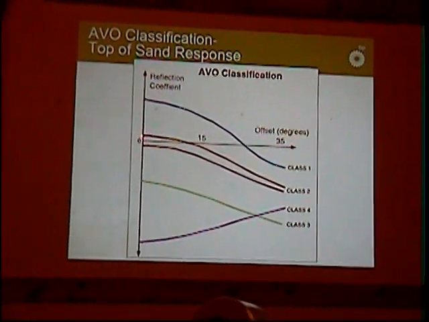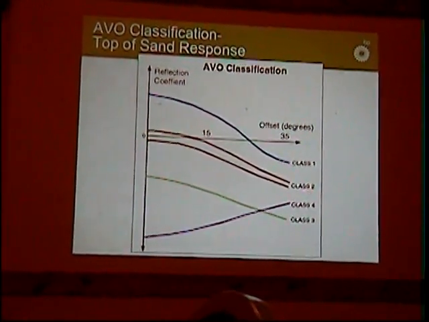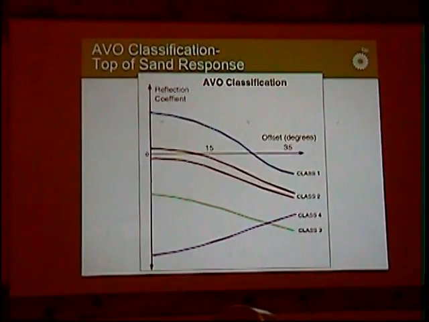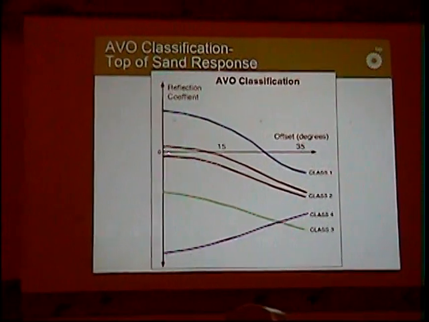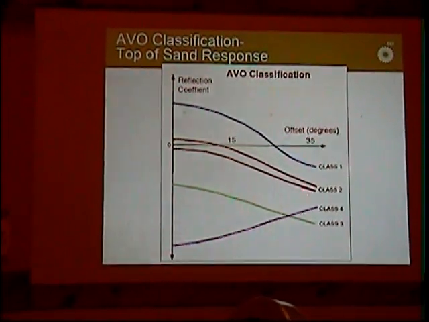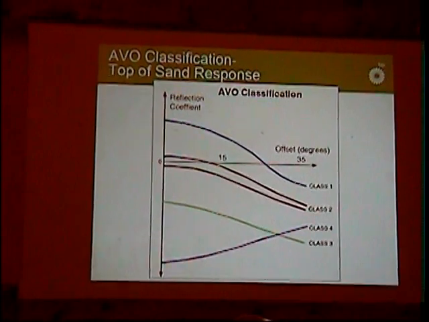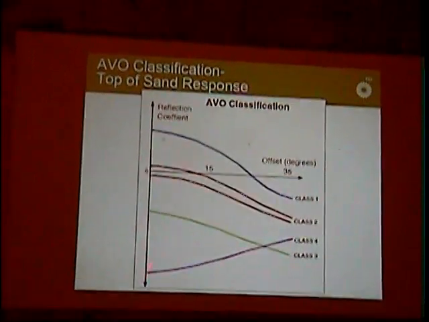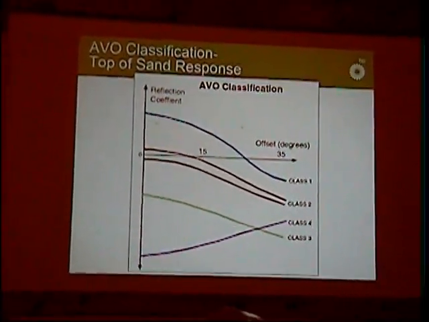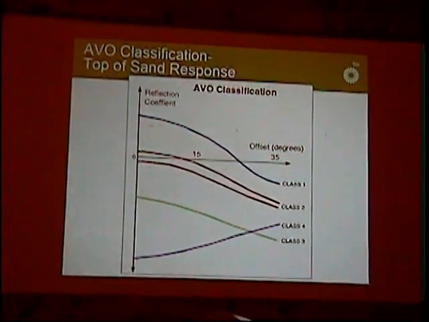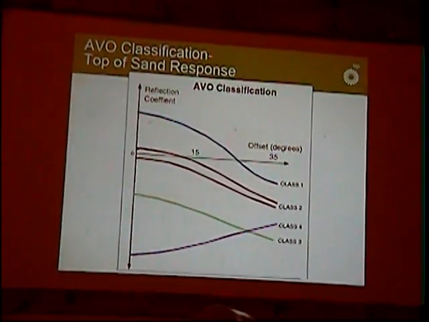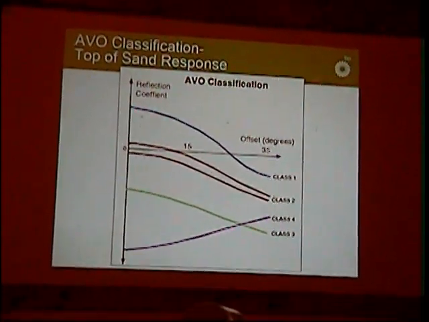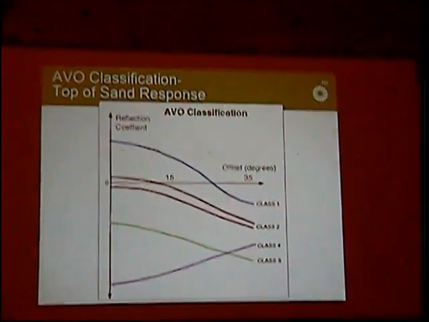Class 2, this is class 2P where you have a phase reversal. Class 2 is where you are fairly dim, so you may have dim P, if you will. You're fairly dim, but you do become more negative with offset. And class 4, we found that class 4 had to be added because you can have areas where you have really strong normal incidence reflection, but they decrease or sometimes they stay the same with offset. So that's typically a class 4 response. So when you hear those terms, this is what it's referring to, based on empirical data.